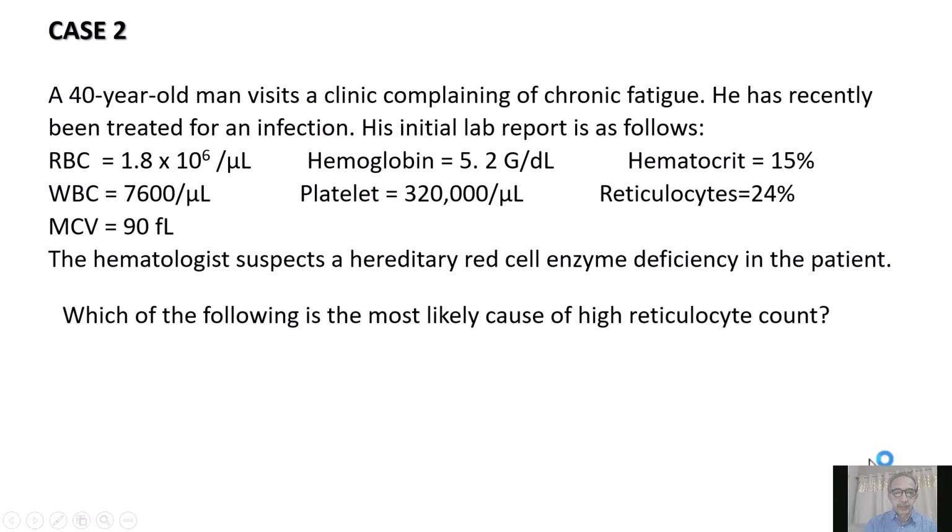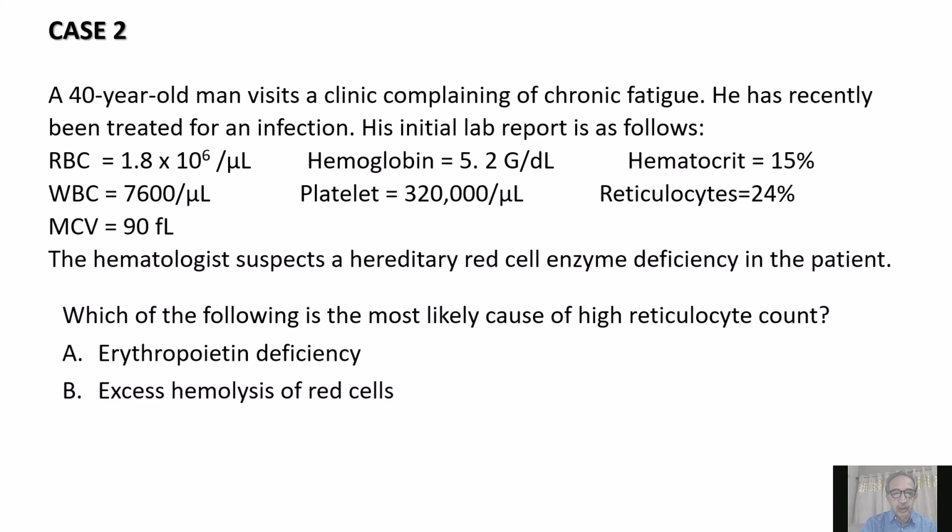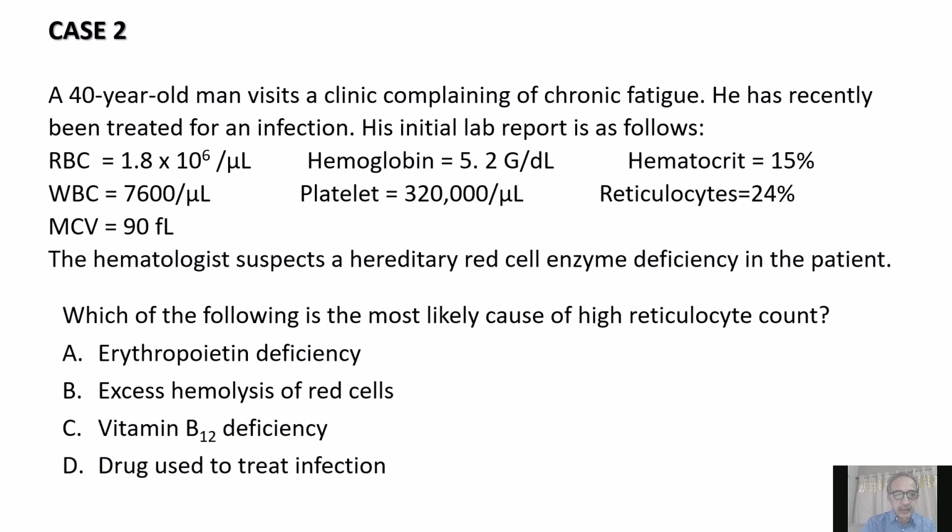The options are erythropoietin deficiency, excess hemolysis of red cells, vitamin B12 deficiency, or drug used to treat infection. Which of the following is the cause of the high reticulocyte count? As we have already seen, this is anemia with the high reticulocyte count. It must be hemolytic anemia. So B is the correct answer. Excess hemolysis of red cells.